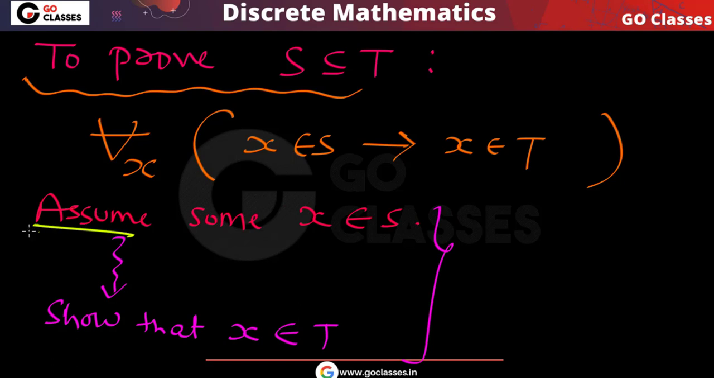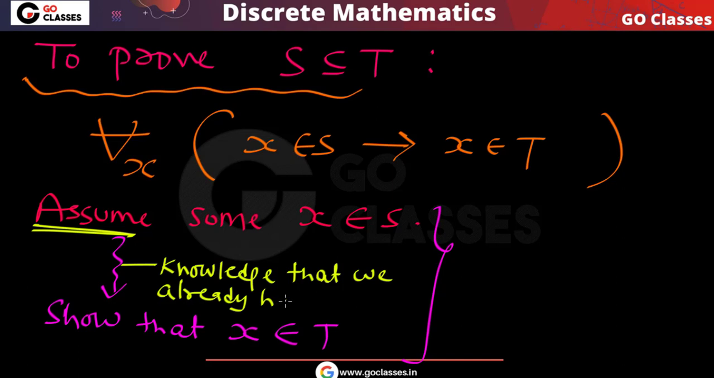So we assume that some element belongs to S, and then after applying some rules that we already know, the knowledge that we already have, from that knowledge you show that x also belongs to T. If you can do this, then I can say, remember this x is a random element. This x is some random element, and we are saying that any element x, if it belongs to S, then it also belongs to T.